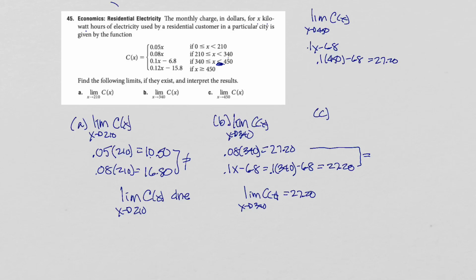And as we come in from the right, we're just a little over 450 hours. So we'll put the 450 into this part of the function here. So we're going to have 0.12x minus 15.8. That'll give us 0.12 times that 450 minus $15.80. And on my calculator, that comes out to be 38.20. Now, since coming in from the lower part and the upper part are not equal, we're going to say that this limit, as x approaches 450 hours of that cost function, does not exist.